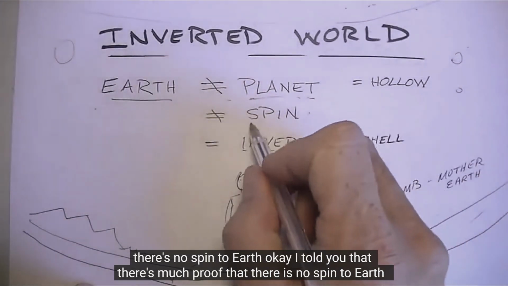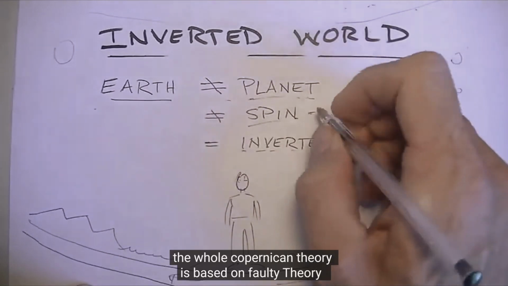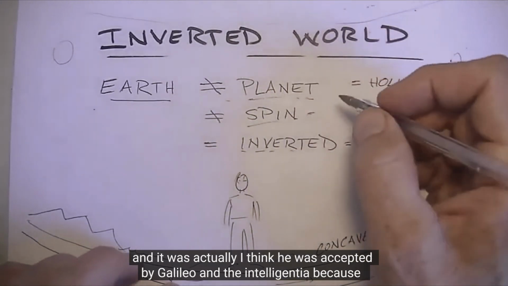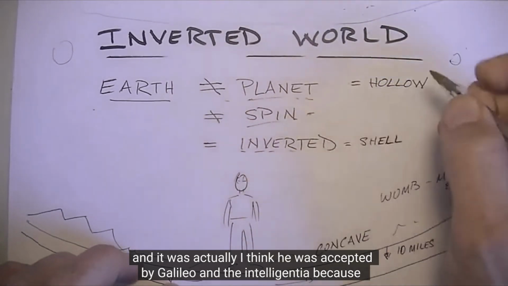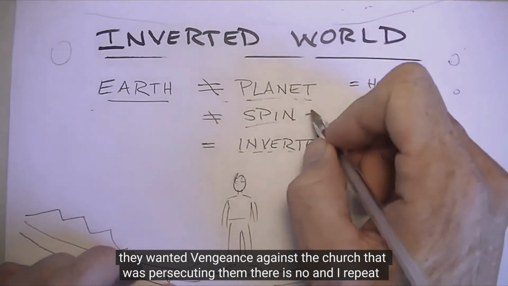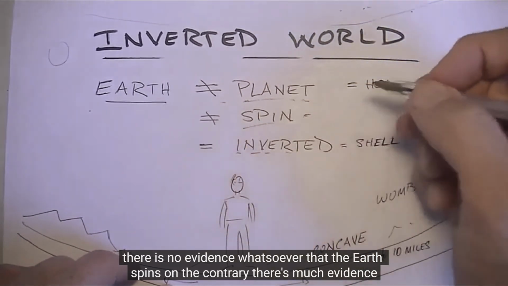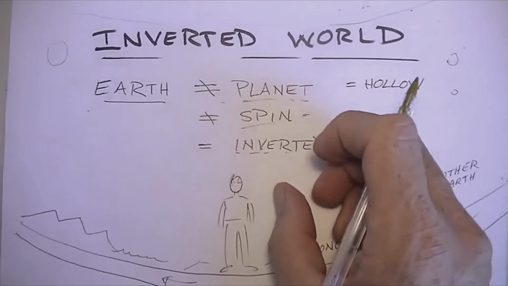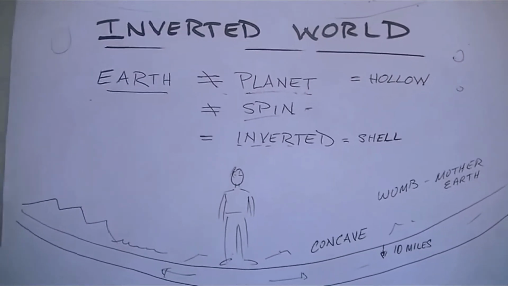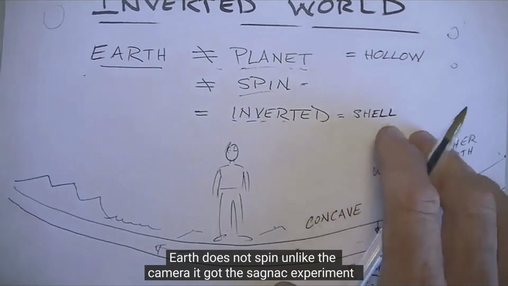There's no spin to Earth. Okay, I told you that. There's much proof that there is no spin to Earth. The whole Copernican theory is based on faulty theory. And I think it was accepted by Galileo and the intelligentsia because they wanted vengeance against the church that was persecuting them. There is no, and I repeat, there is no evidence whatsoever that the Earth spins. On the contrary, there's much evidence that the Earth does not spin, unlike the camera.